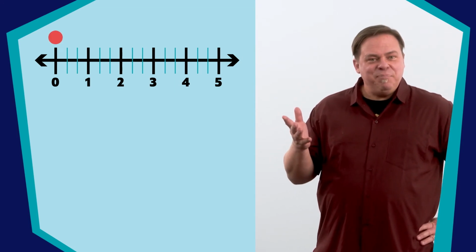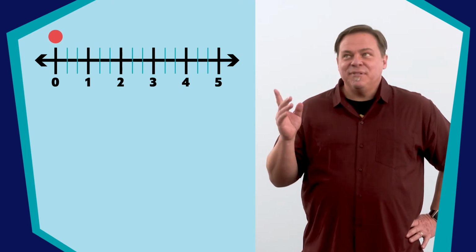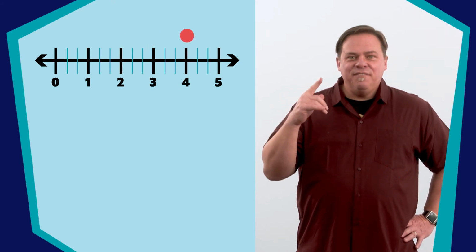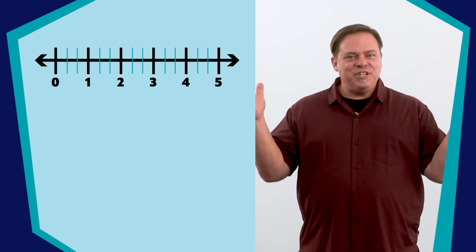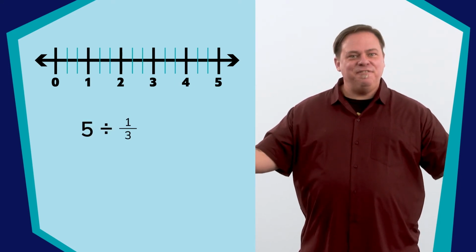Now I can skip count by 3 to determine the number of breaks we'll take. 3, 6, 9, 12, 15. 15 breaks. 5 divided by 1/3 equals 15.